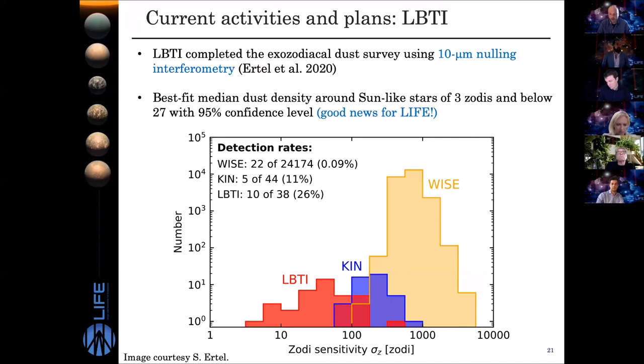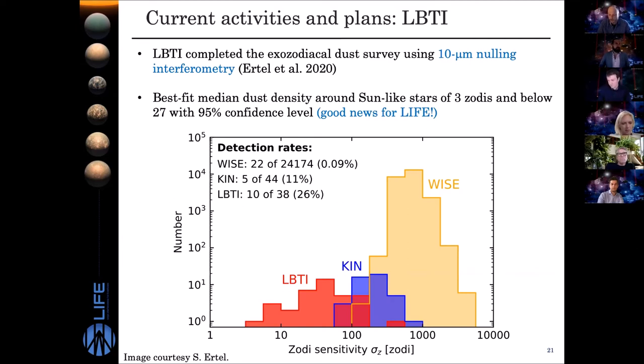The bottom plot shows the sensitivity of different instruments in terms of zodi. One zodi is one times the density of the dust in the solar system. You can see in yellow WISE, this single dish photometric space instrument. The sensitivity is around 1000 zodi, and it's mostly limited by the calibration of the stellar flux. WISE cannot subtract the stellar flux besides by calibrating it in post-processing, and this is what's limiting the precision.